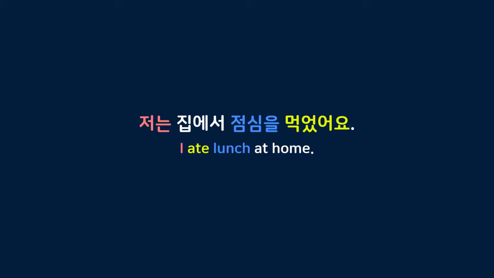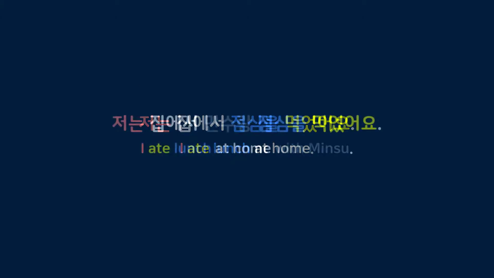Let's now expand this sentence even further and say, I ate lunch at home with 민수. 저는 집에서 민수랑 점심을 먹었어요. So now we have two additional elements, 집에서, at home, and 민수랑, with 민수.